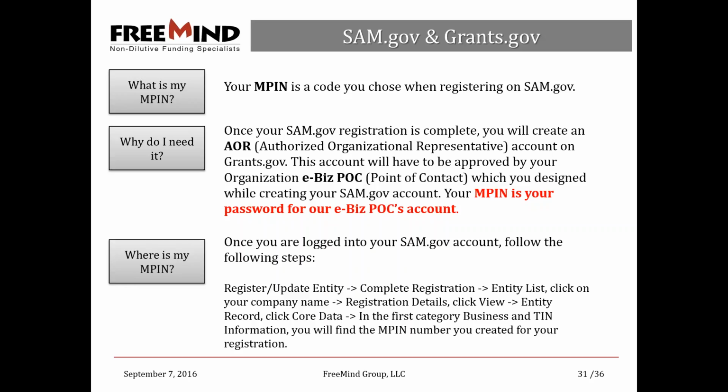You go to Register or Update Entity, Complete Registration, and under Entity List, you click your company's name, registration details, you click View, Entity Record, click Core Data, and then you have a lot of information. Then the first category is Business and TIN information. You will find the MPIN there. I definitely recommend writing it down though once you're done with SAM.gov, because a lot of this information will be needed for you, and you don't want to get lost with all of the information that they have there in SAM, because they'll ask you a lot of questions and you'll find a lot of information there. So that's that.